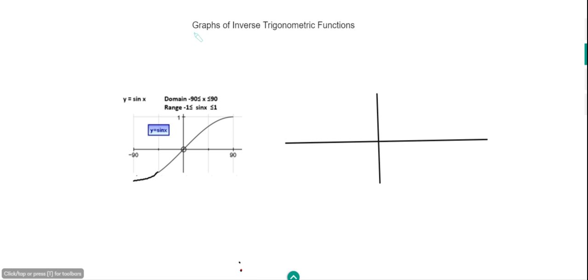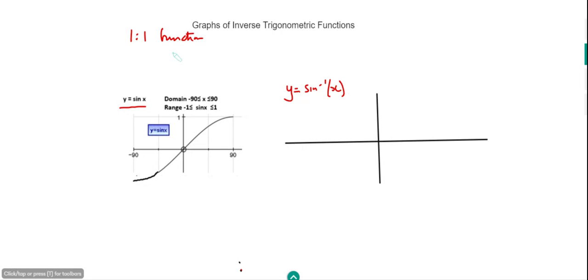We're now going to look at how to draw the graphs of inverse trig functions. So we've got a graph of y equals sine x here, and we're going to try and draw the inverse function, which would be y equals sine minus 1 of x. Now, as I said in the previous video, for us to be able to do this, we have to have a one-to-one function.